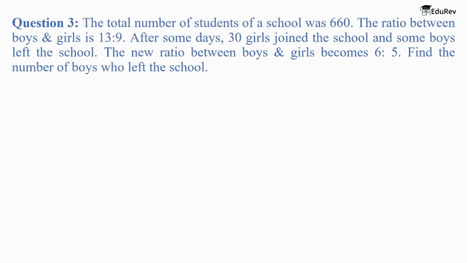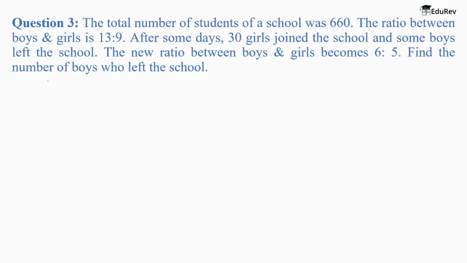The total number of students of a school was 660. The ratio between boys and girls is 13:9. After some days, 30 girls joined the school and some boys left the school. The new ratio between boys and girls became 6:5. Find the number of boys who left the school.